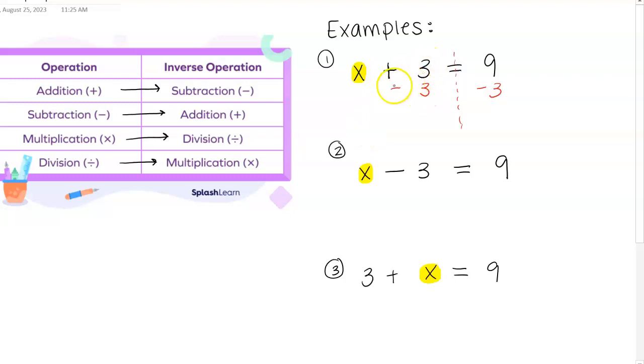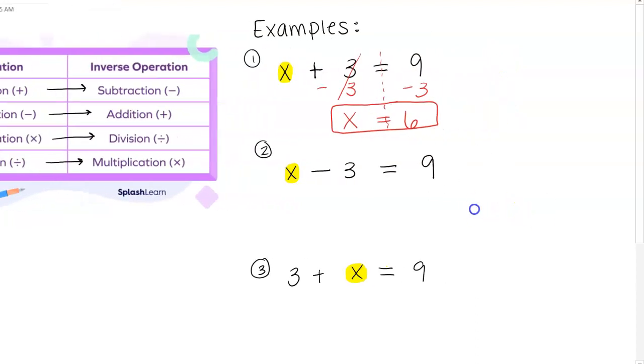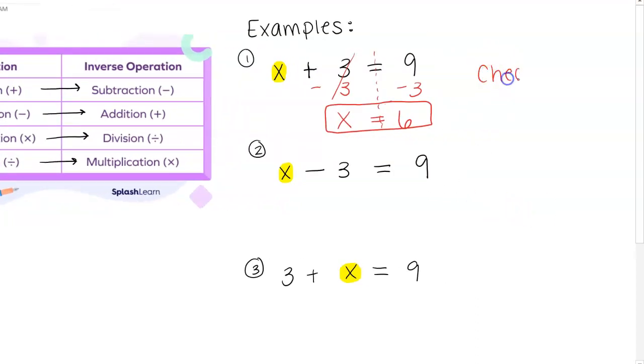Positive 3 minus 3 is 0, which is why you'll see us cross that out and just be left with the x. So on this side I get x by itself, on the other side 9 minus 3 is 6. If you wanted to check your work, you can do 6 plus 3 equals 9, meaning we take the 6 and put it back in where we saw that highlighted x before to see if the equation remains true. And 6 plus 3 is 9, so the equation matches on both sides.